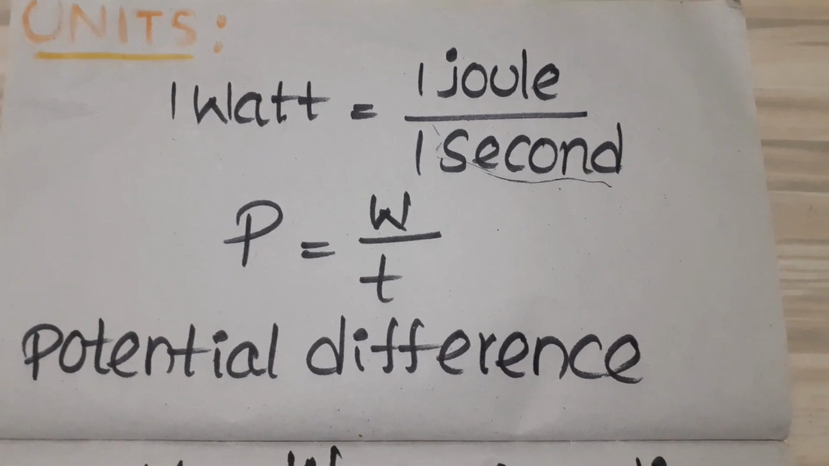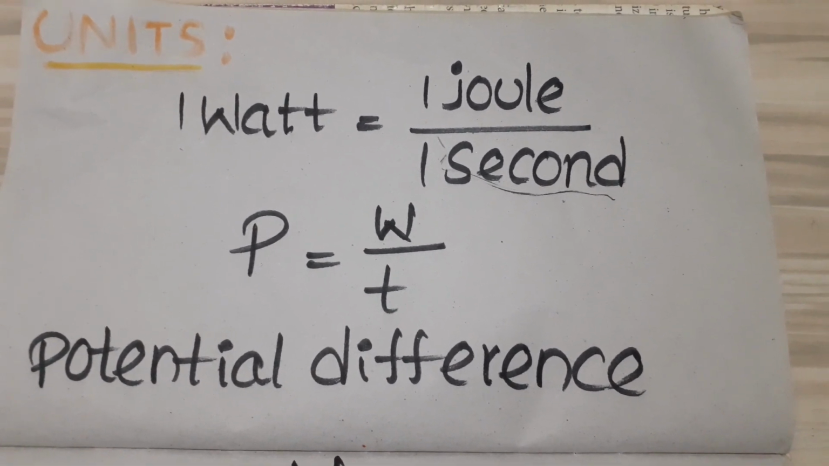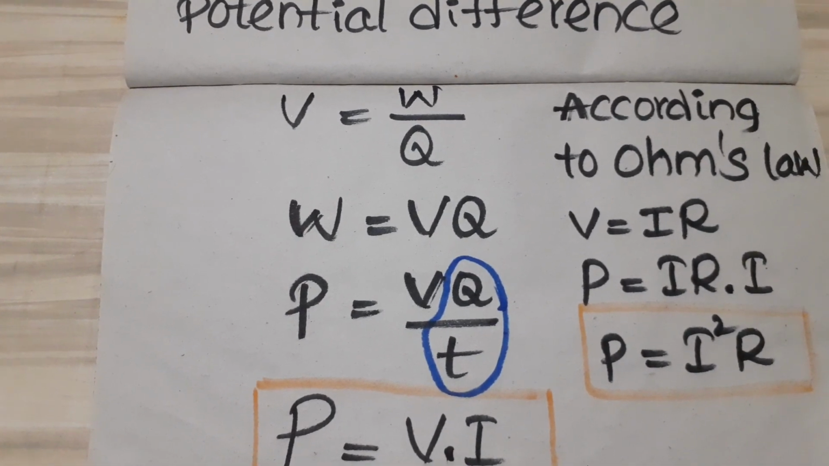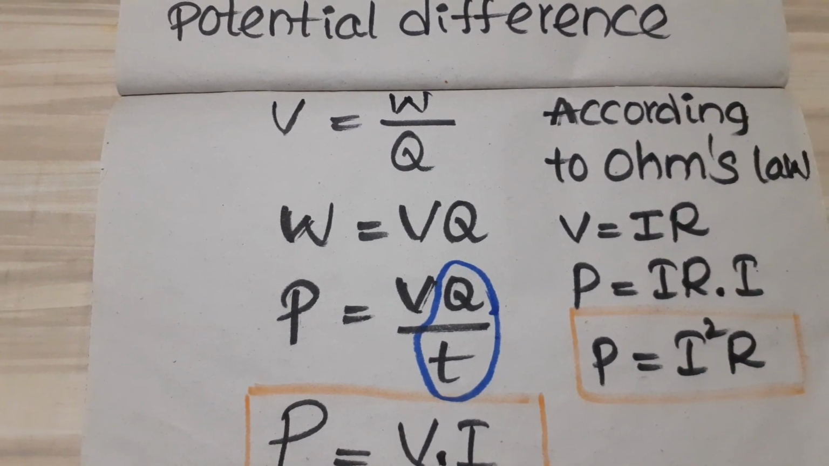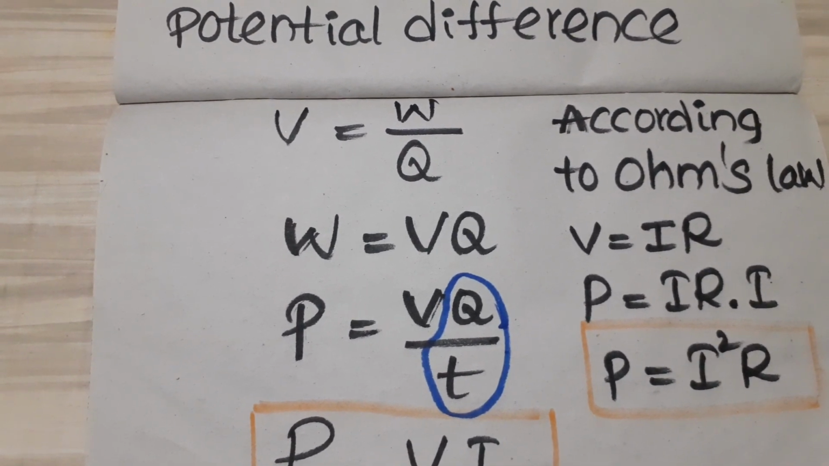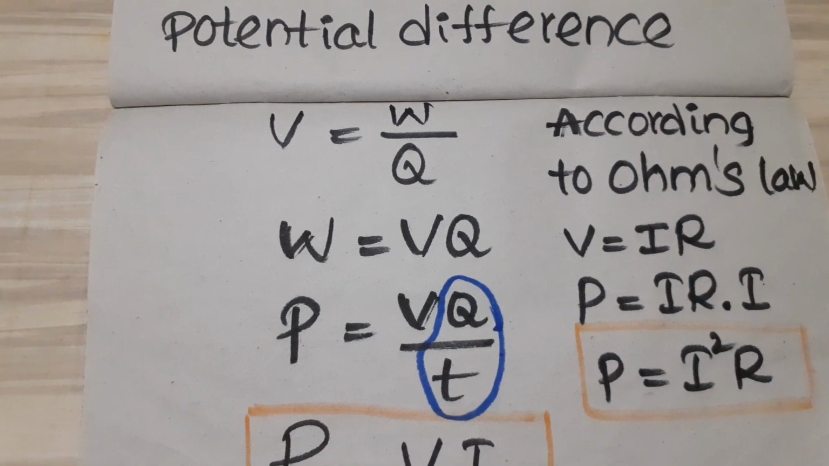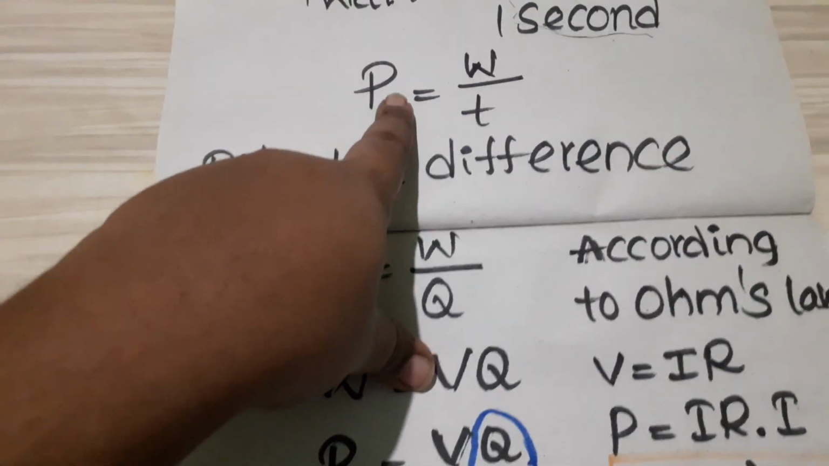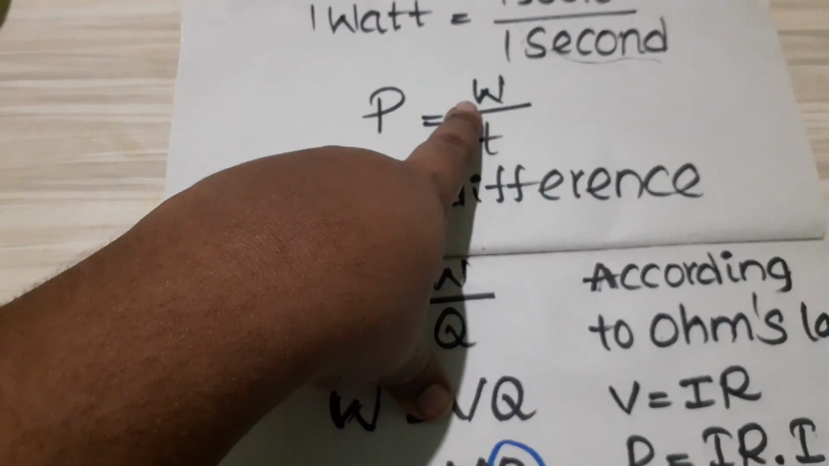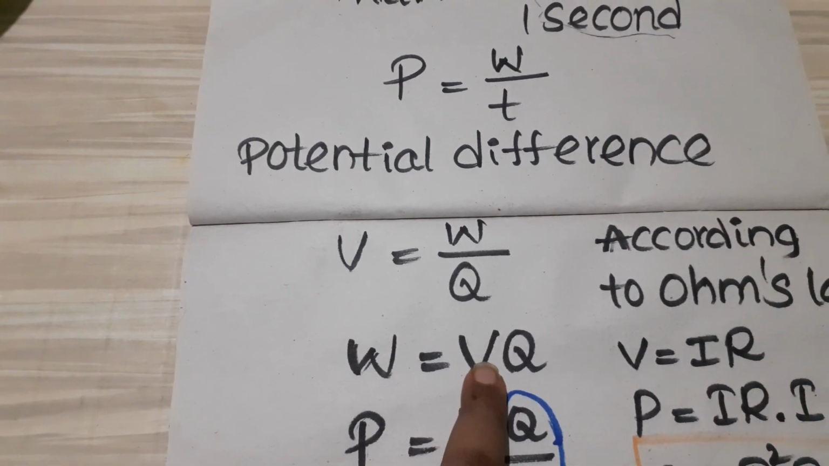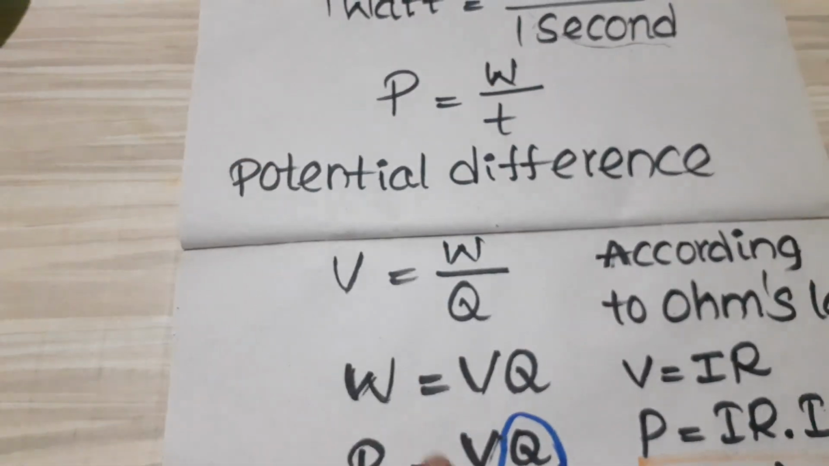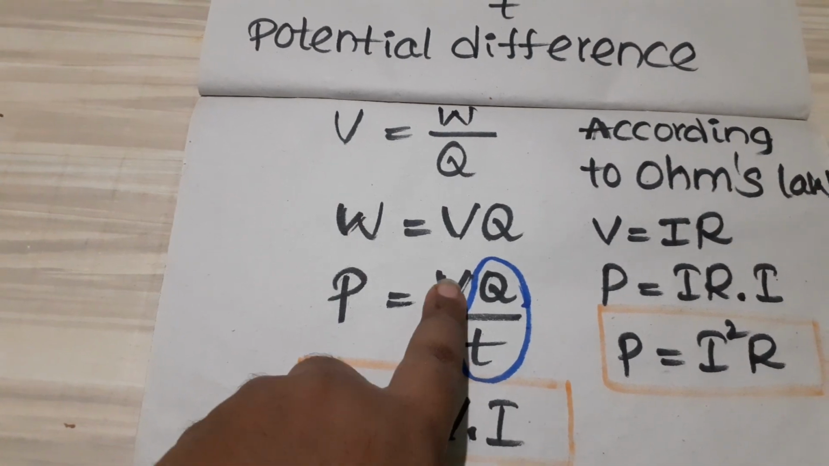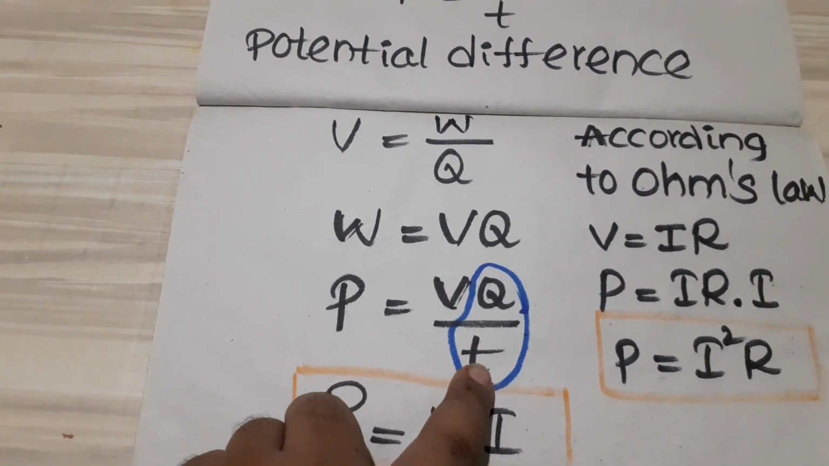From potential difference, which we have already discussed, V equal to W by Q, where W is the work done. To find the work done, W equal to VQ. So substitute in power P equal to work done by time. Substitute W equal to VQ. So P equal to VQ by T.